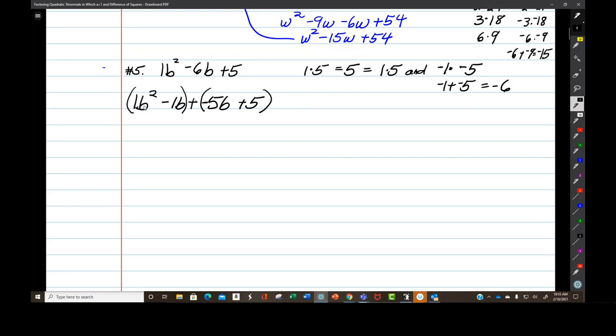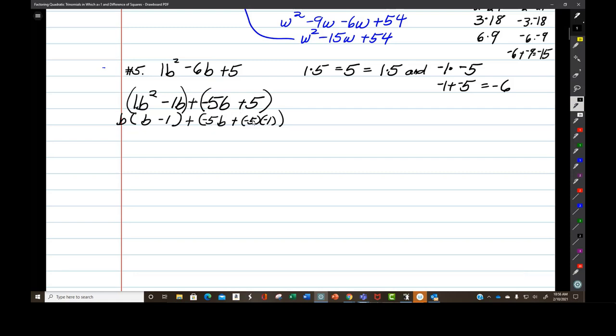Now notice that both of these terms have a 1b in them. So b is going to be my GCF. And I'll be left with b minus 1. So here's the GCF and here are the leftovers. Now, here the leading term is negative, which means I need to do this. Negative 5b plus negative 5 times negative 1. Negative 5 times negative 1 is positive 5.